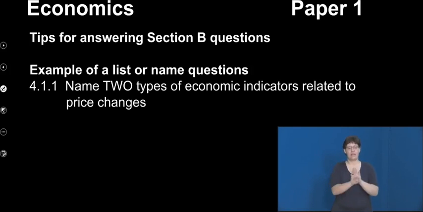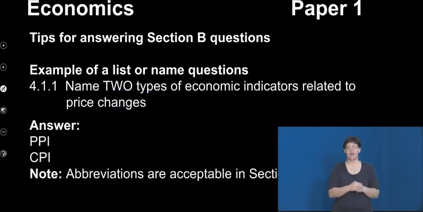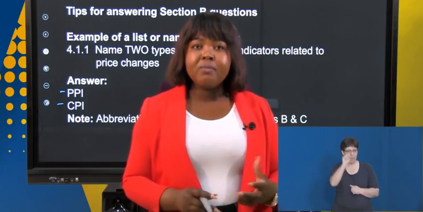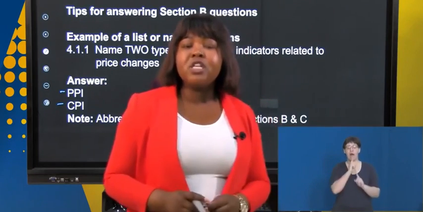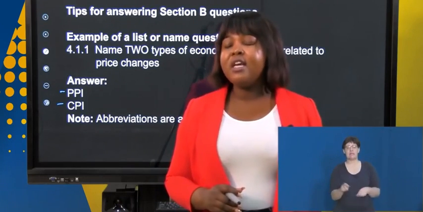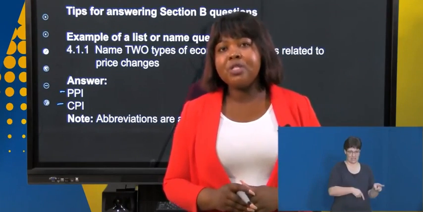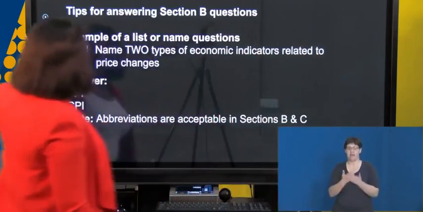Right, this is another example. We have got: name 2 types of economic indicators that are related to price changes. Again, here, you do not need to explain, boys and girls. You simply need to go straight to the answer. Your answer is your PPI and your CPI. Please note, boys and girls, that you can use acronyms and abbreviations for this section of the question paper. As you are answering your Section B and your Section C, you are allowed to use acronyms and abbreviations. Like I said earlier on, you cannot use acronyms or abbreviations for question 1.3 only. But the rest of the paper, you are fine.